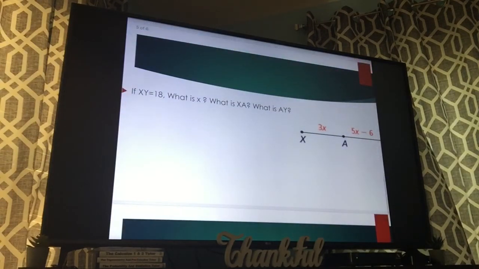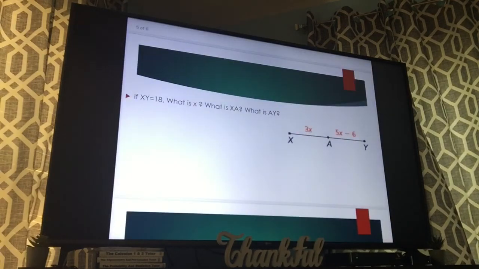Okay, the next one says, if xy equals 18. Okay, so let's start to just look at it, label. Okay, xy equals 18. That means the entire segment equals 18. What is XA and what is AY?